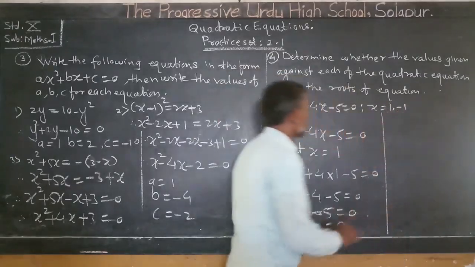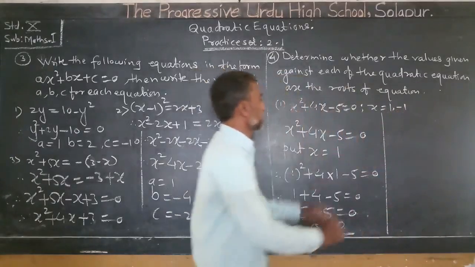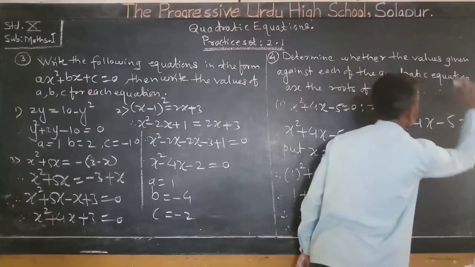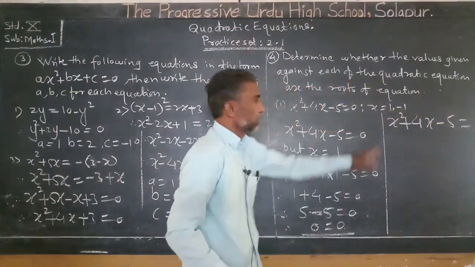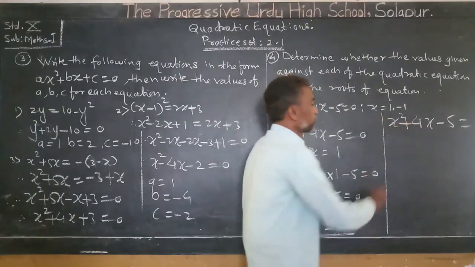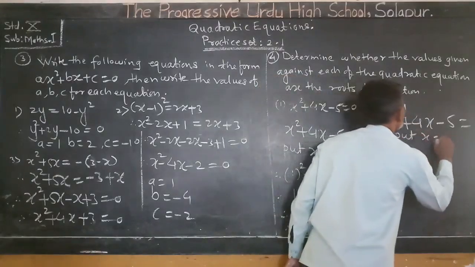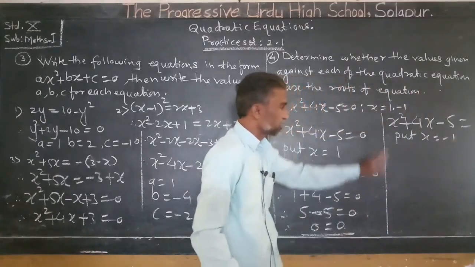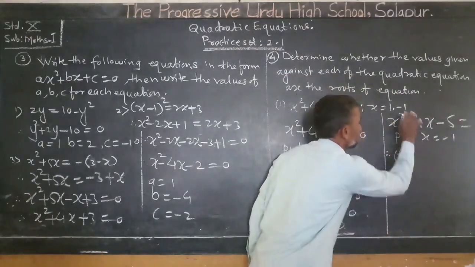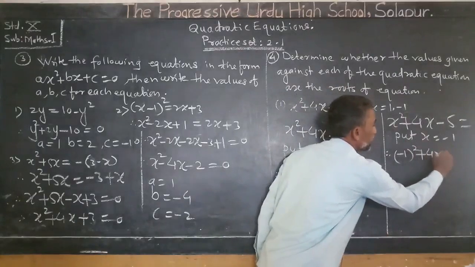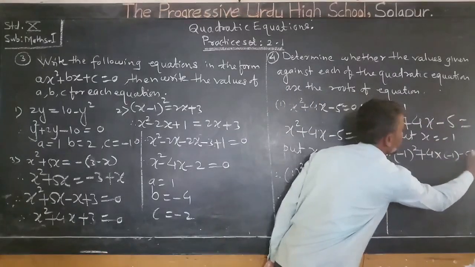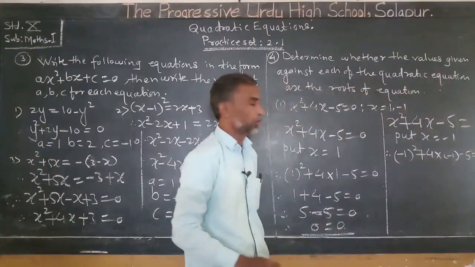First write the equation again. X square plus 4x minus 5 is equal to 0. Now, we have to determine whether it is root of the equation or not. So, put x equal to minus 1 in this equation. In place of x, put minus 1. Therefore, minus 1 bracket square plus 4 into value of x is minus 1, minus 5 is equal to 0.